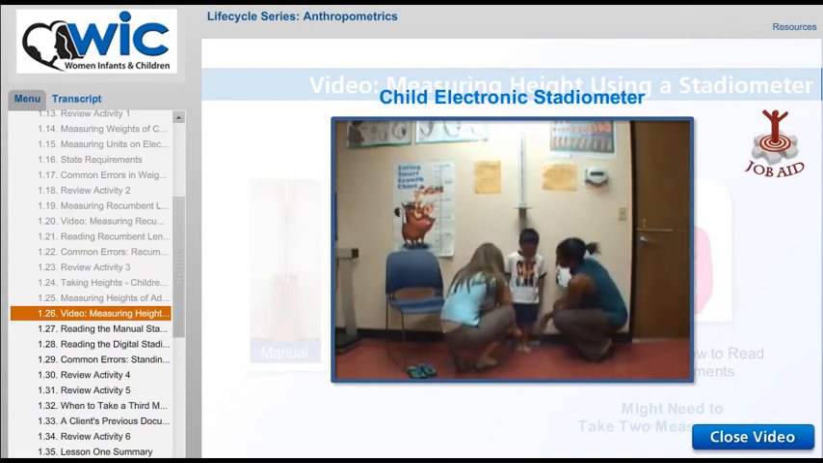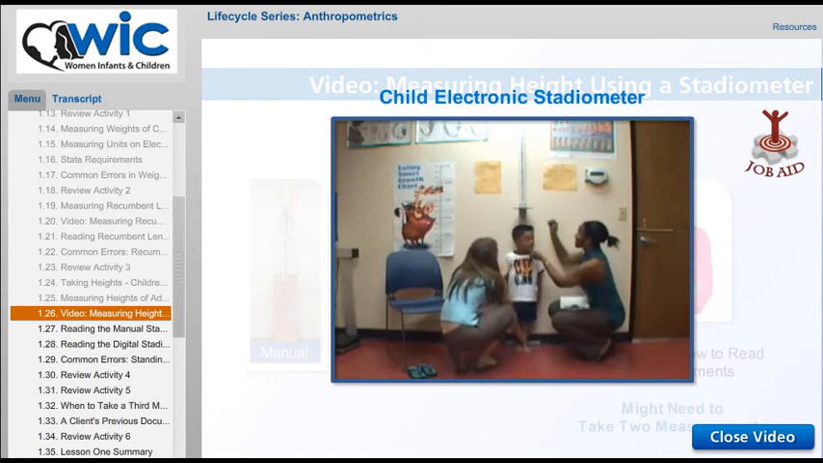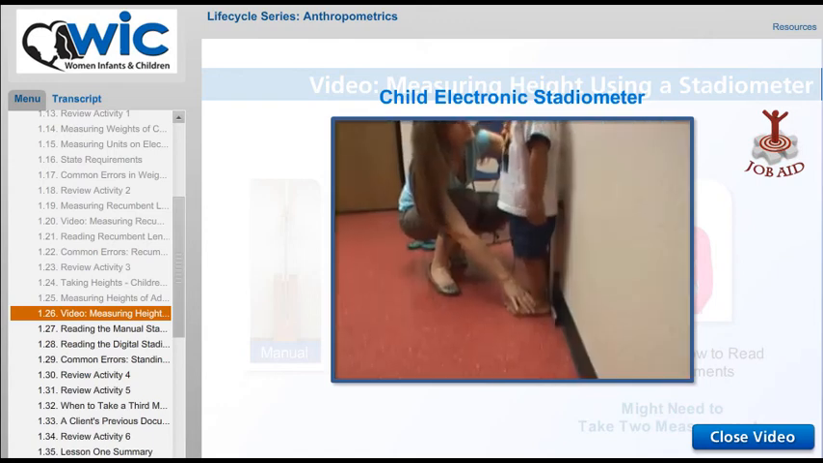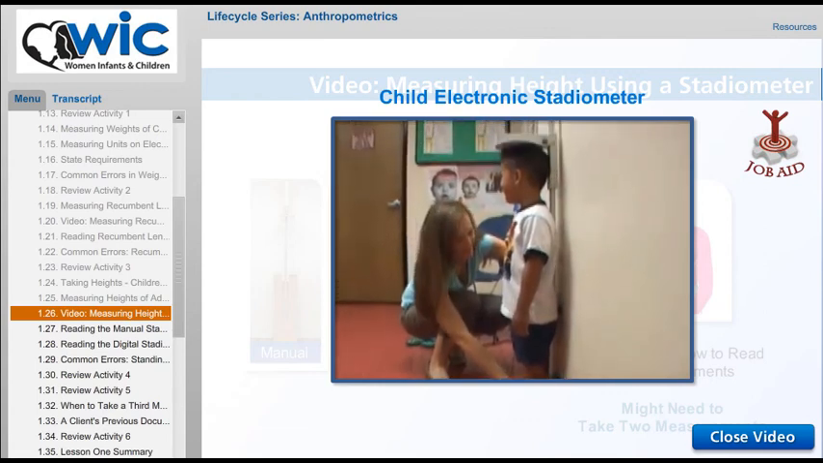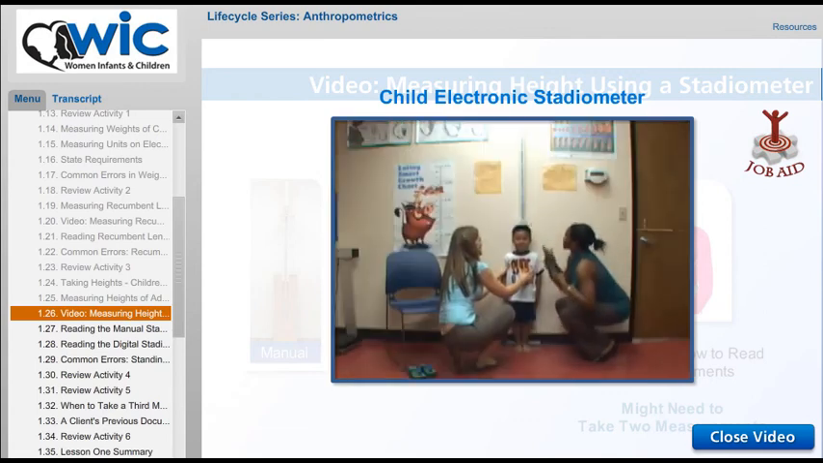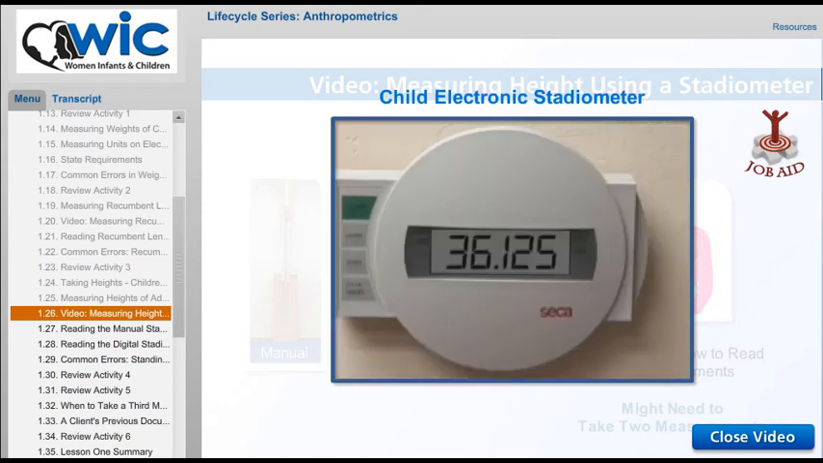Have the child stand under the headboard. Make sure the child's heels, buttocks, shoulders, and head are all flat against the vertical beam before lowering the headboard onto the head. This will ensure an accurate measurement. Lower the headboard gently onto the child's head and note the measurement. Most digital stadiometers measure in decimal values, which you'll need to convert to eighths of an inch. You'll learn how to convert these numbers later in the course.